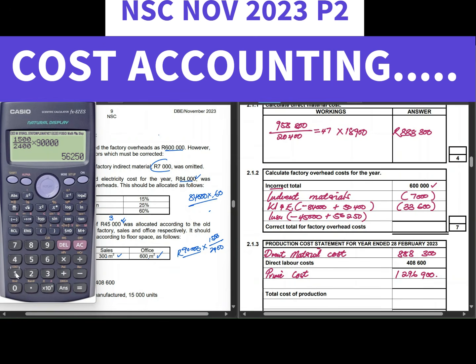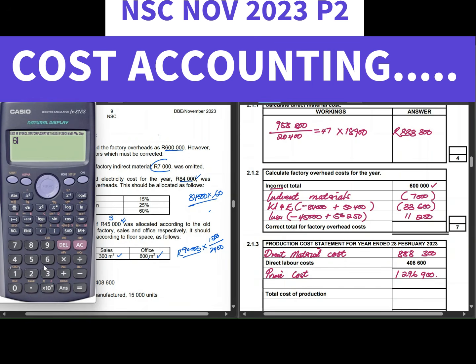So on my calculator, remember, I have a minus 45,000. I have a minus 45,000 minus 45,000. And then I'll say plus 56,250. And then that is going to give me 11,250. So I come here, I have 11,250.